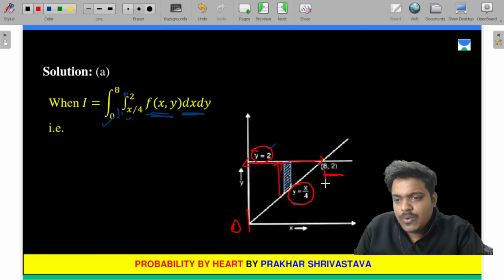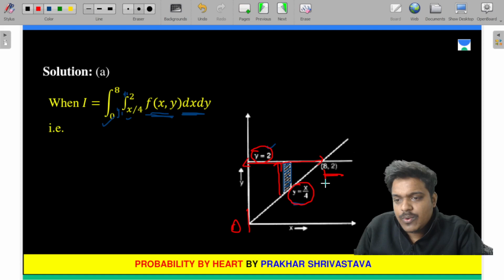That's it. Now suppose here it is clear to you, but now you need to change the order of integration. Okay, so now when you're changing the order of integration, I'll just clear it up. What you are doing, you are taking a horizontal strip.